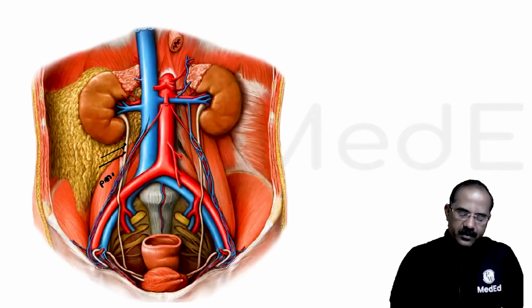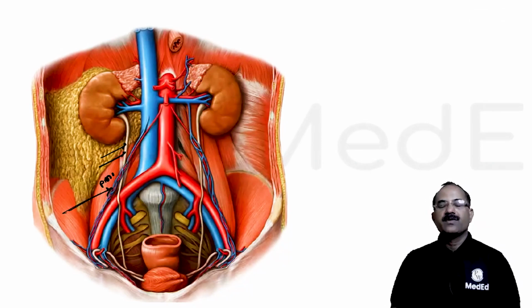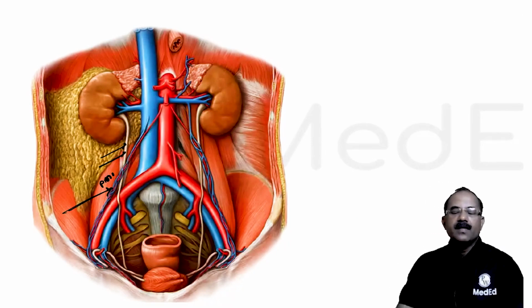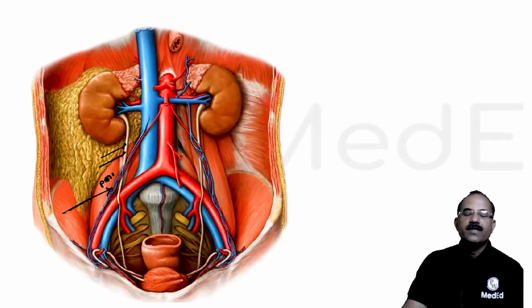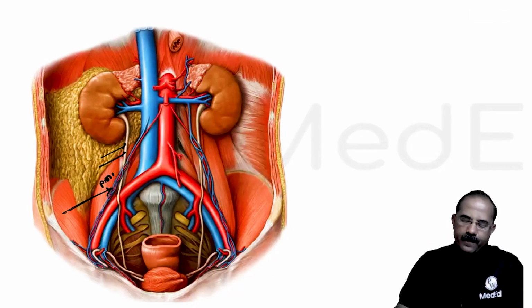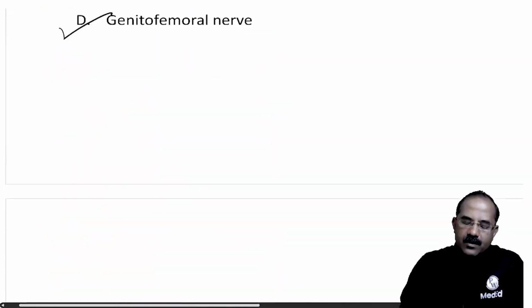What is this structure which is crossing the ureter? Can you tell what this structure crossing the ureter is? It is the gonadal vessels. Okay, that's gonadal vessels. Fine. Now, what are the structures crossing the ureter?